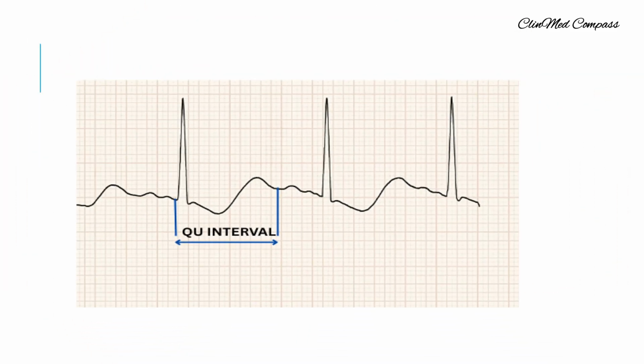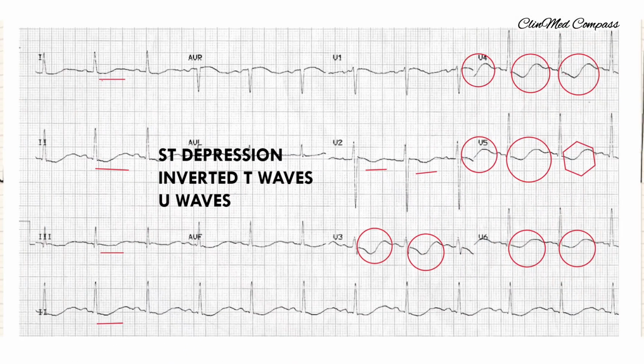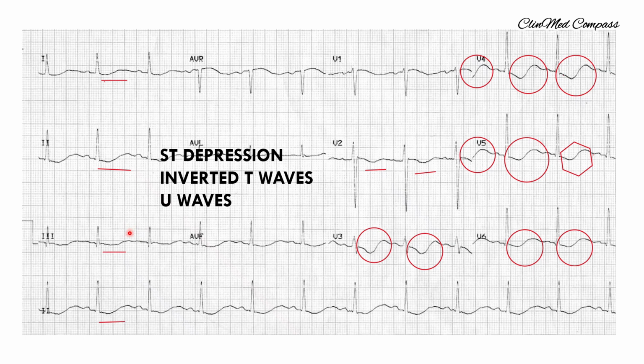This tracing is the same as the previous. This is the U wave, the inverted T wave, the ST segment depression. But what we are outlining here is the interval, the QU interval. This is the Q wave, and this is the U wave. So the interval is the QU interval. Now, this slide shows ST segment depression and prominent U waves in some of the leads. You see this red circle shows us some of the changes in the ECG.